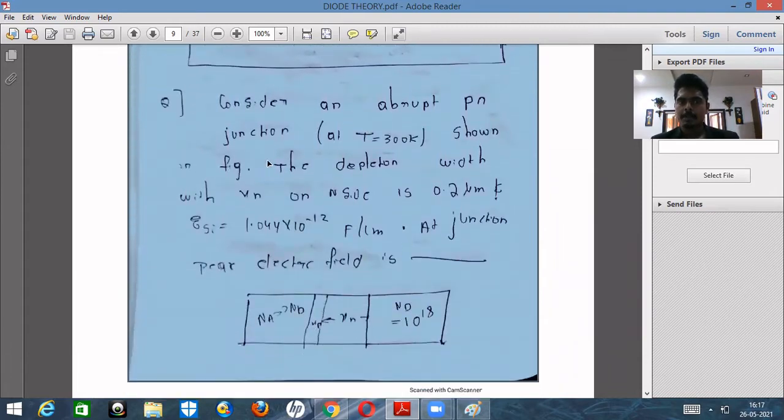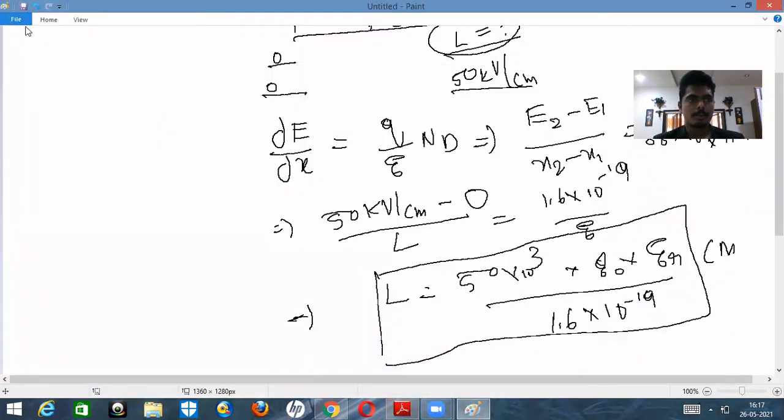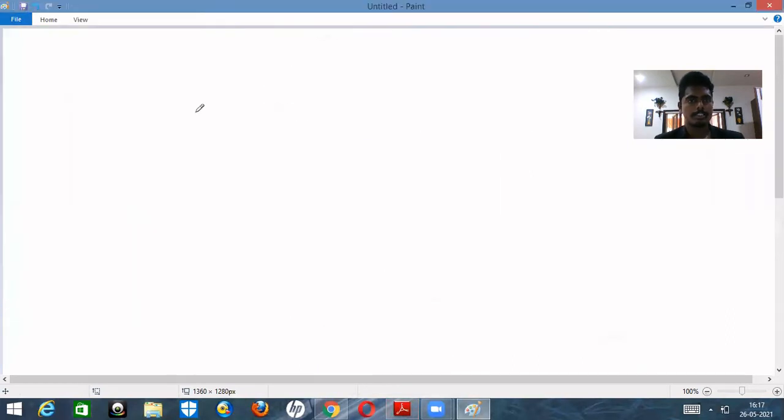Consider an abrupt p-n junction at T equal to 300 Kelvin shown in the figure. The depletion width xn on the n side is 0.2 micrometer. Okay, so they have given that xn is 0.2 micrometer, right? First you need to understand the question, right?